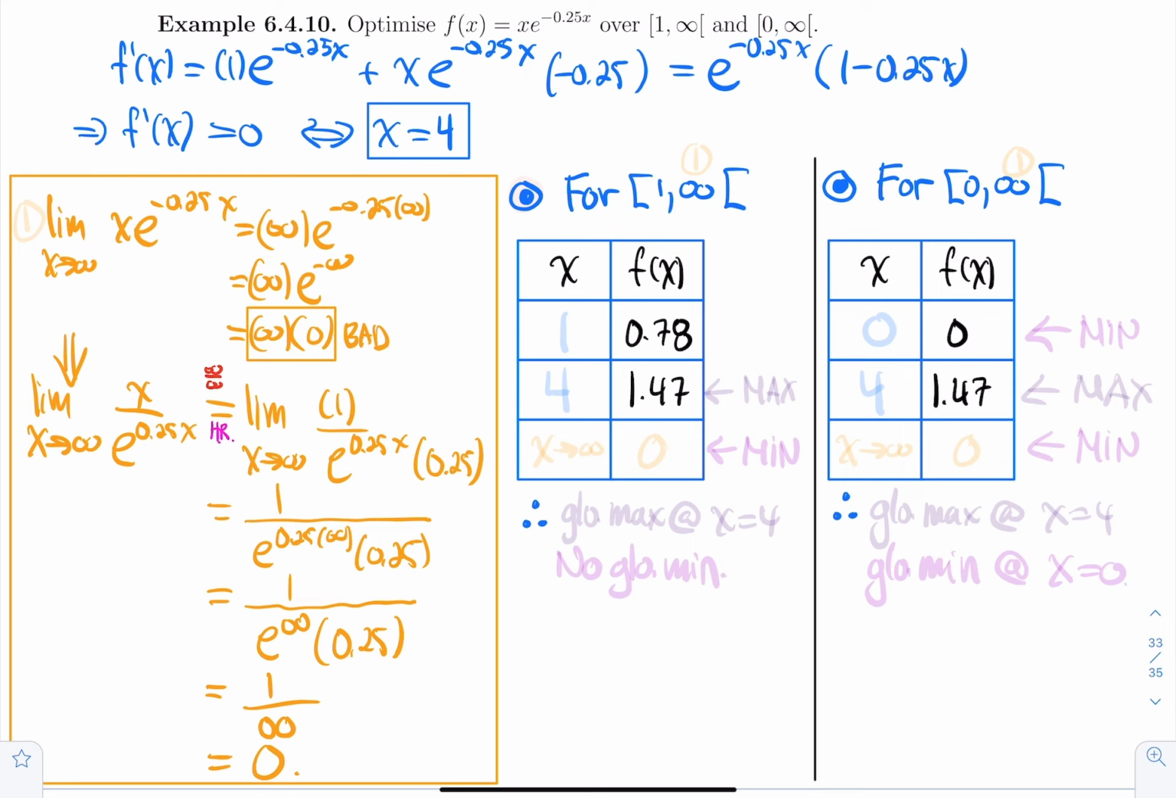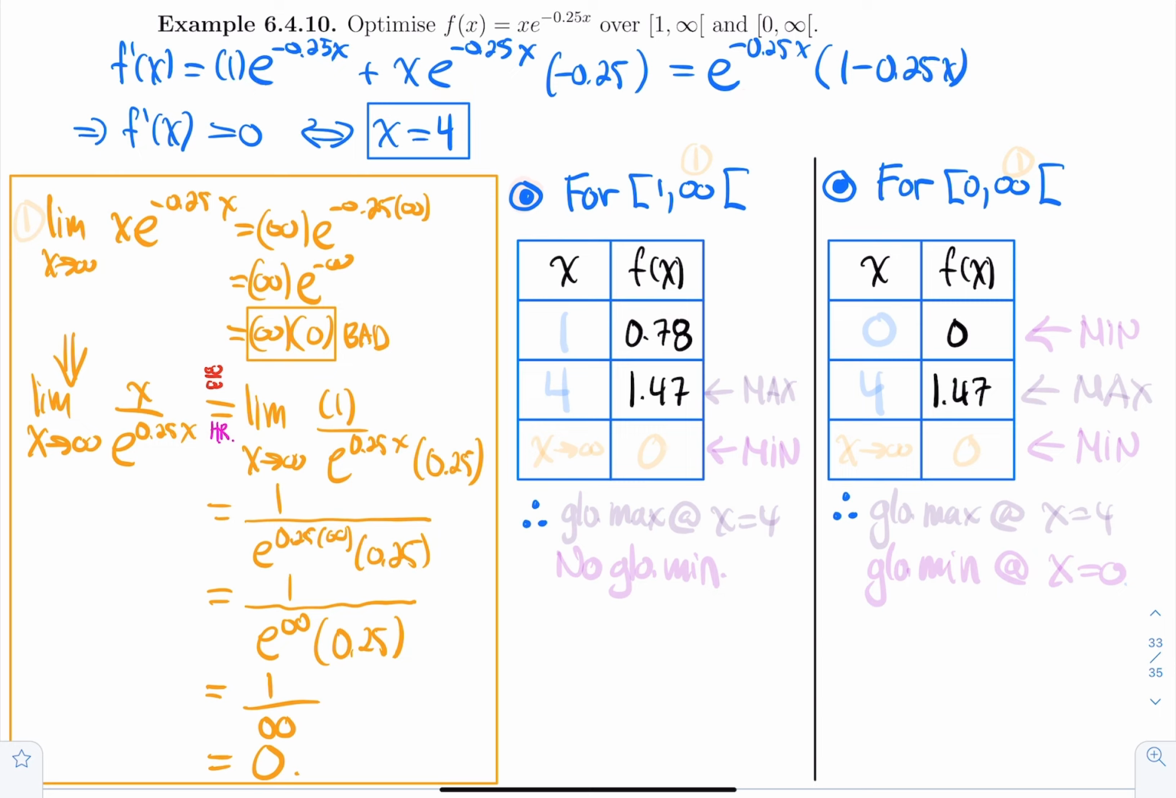So first, you compute f prime. This is just like before. You need to do a chain rule. So when you do your product rule, you get the derivative of x times e to the power of minus 0.25x. So you get 1 times e to the power of minus 0.25x plus x times the derivative of e to the power of minus 0.25x, which is e to the power of minus 0.25x times minus 0.25. So if you factor the e out, this is just like before, you're going to leave behind 1 minus 0.25x.